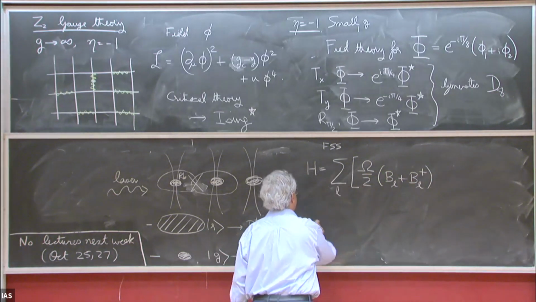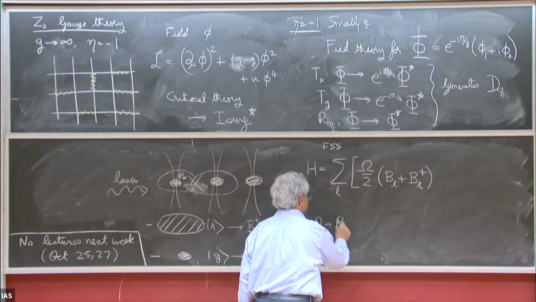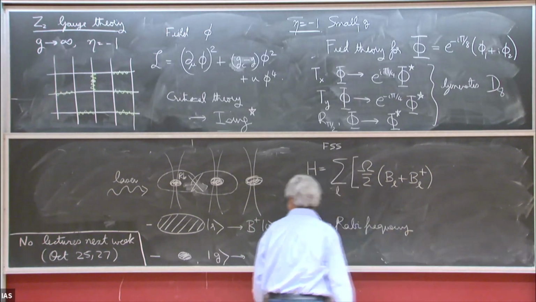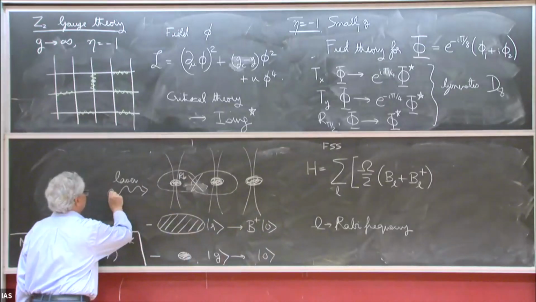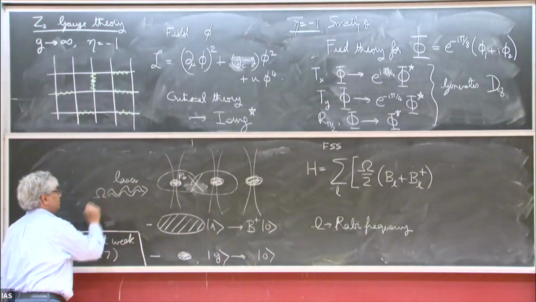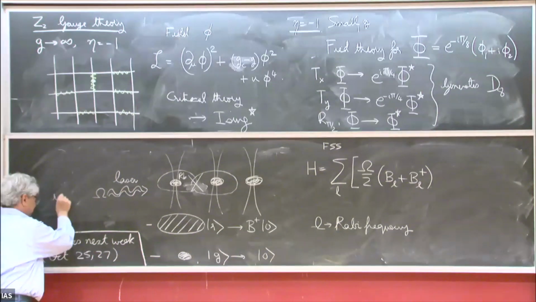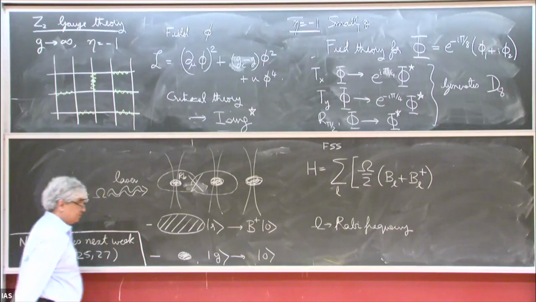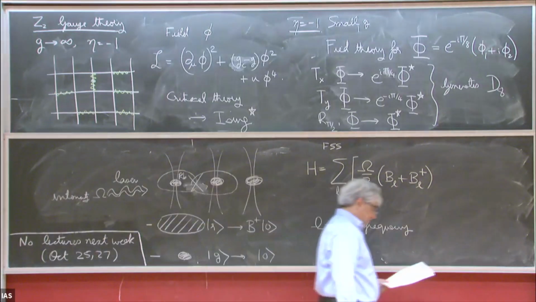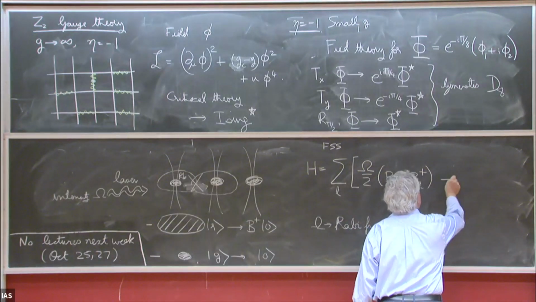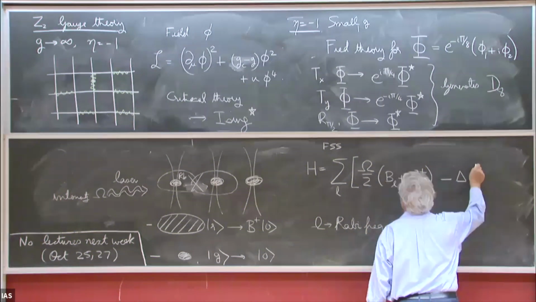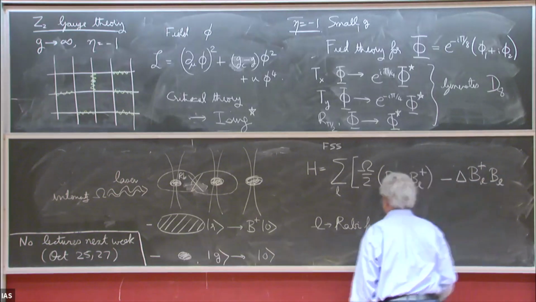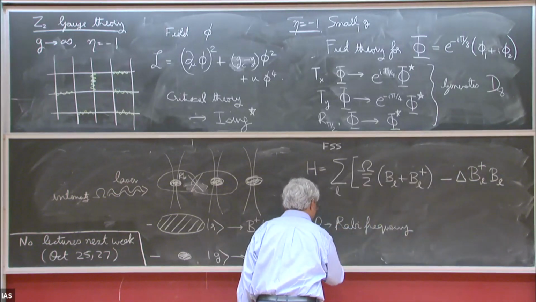What is Omega? Well, Omega is called the Rabi frequency. So that's the proportion of the intensity of this laser. The intensity of the laser controls Omega, how rapidly you're going back and forth between two levels. Okay. Then there's a term which is Delta, b_L dagger b_L. So Delta is what they call the detuning.